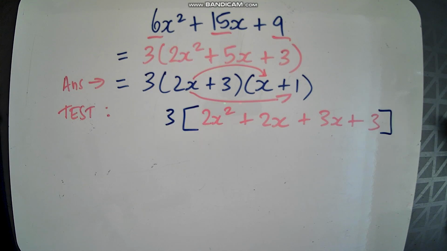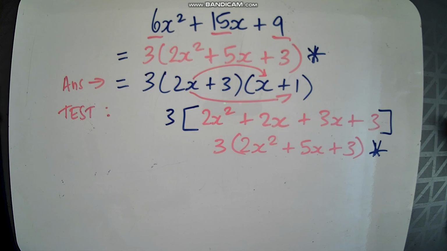Now simplify all in the brackets. We have like terms in the center. Add them up. Notice it is exactly the same. And if you multiply by 3, you will go right back to 6x squared plus 15x plus 9. Do practice the exact same two again so that you can understand.